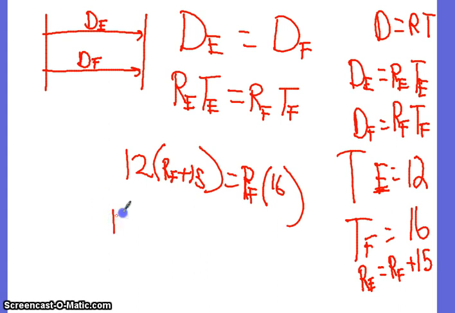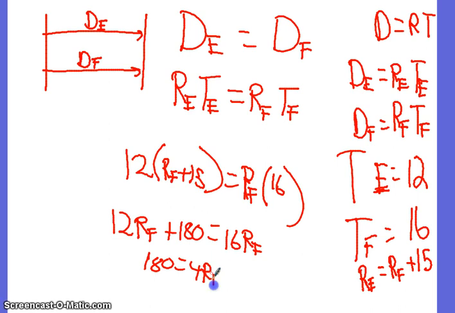So that's 12 RF plus, what's 12 times 15? So 180. 180 equals 16 RF. I got enough to solve it now, don't I? Yeah. Subtract 12 RF on both sides. What do you get? You get 180 equals 4 RF, correct? And then if I divide by 4, what's 180 divided by 4? 45. So the freight train was going 45 kilometers an hour.